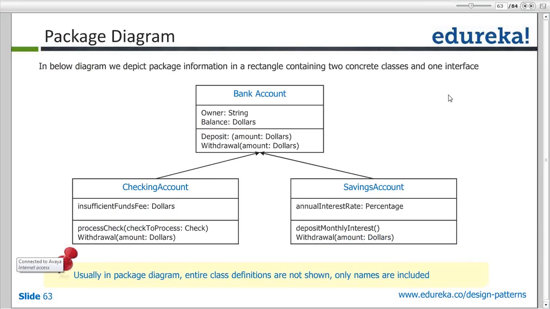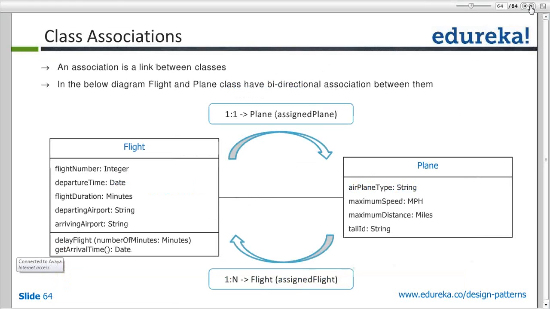Okay, a package diagram shows all these classes together and how they are correlated. This arrow should be a hollow arrow. A bank account having owner, balance, deposit, withdrawal, and then checking account and saving account as subclasses. Now subclasses may add on their own behavior, may specialize the behavior, or may add their own attributes or members.